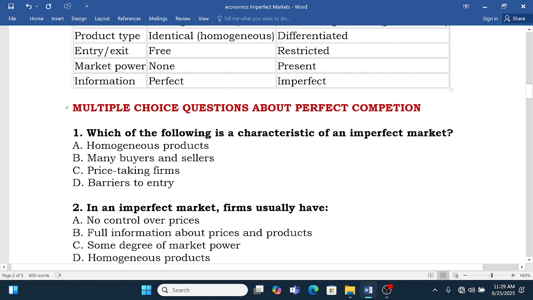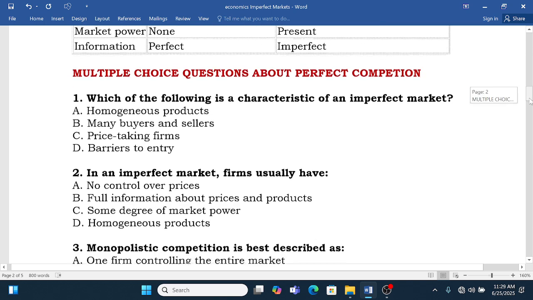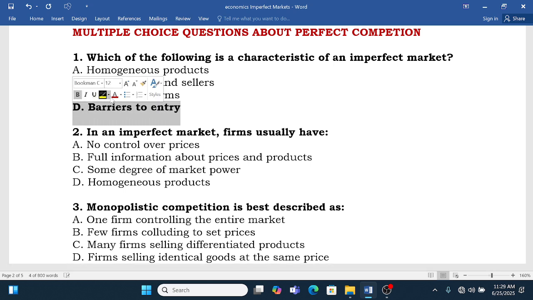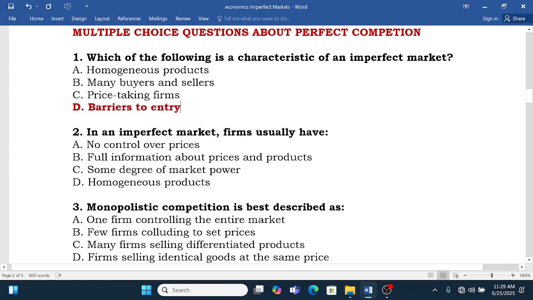Question number 1 is asking: which of the following is a characteristic of imperfect competition? A, homogeneous product. B, many buyers and sellers. C, price taking firms. D, barriers to entry. The correct answer is D, because barriers to entry, as we have seen, are a characteristic of imperfect competition.